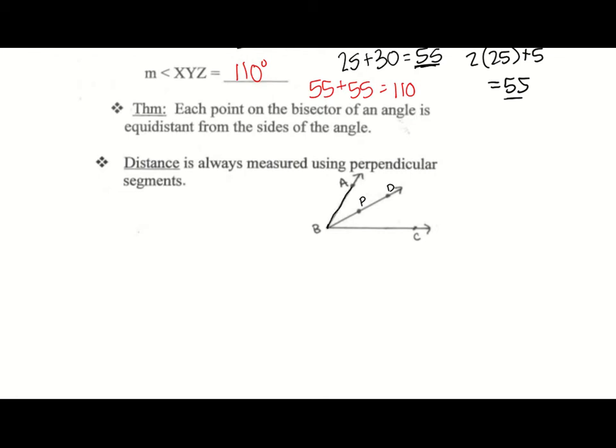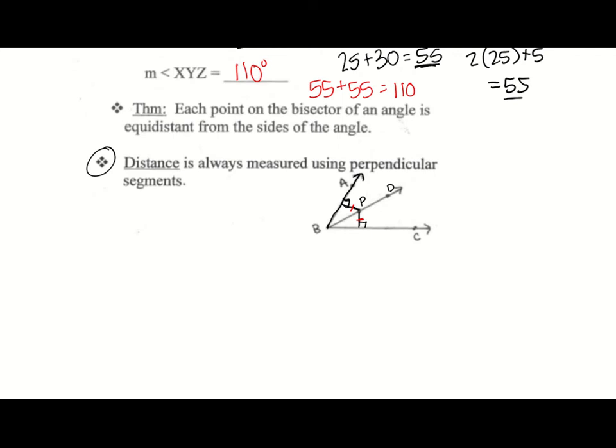If I look at my point P here, if I were to measure from P to my ray BA, distance is always measured using perpendicular segments. So this means if I drew a segment perpendicular to that ray, perpendicular means I have 90 degrees, and I also draw one perpendicular to this ray, this segment is going to be the same. That's all this is saying. Those two pieces are going to be the same.